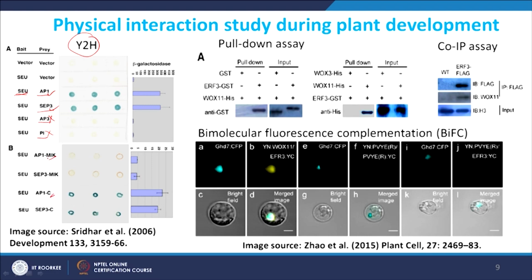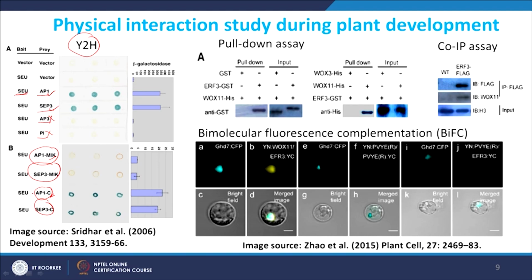So, here specifically they have taken only the MIK domains of both the factors and the C terminal domains of both the factors, and they have checked the interaction. You can clearly see that only the C terminal domains are showing interaction, but the MIK domain is not, which means that AP1 and SEPALLATA3 are interacting with SU through their C terminal domain.